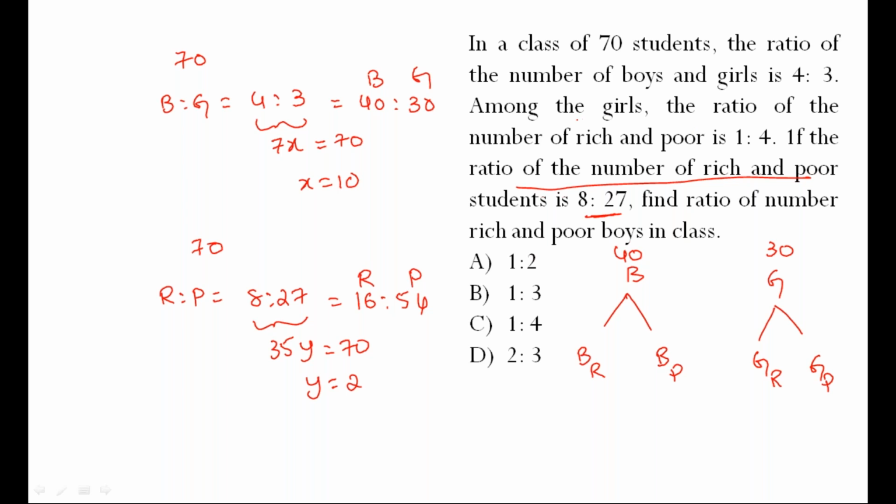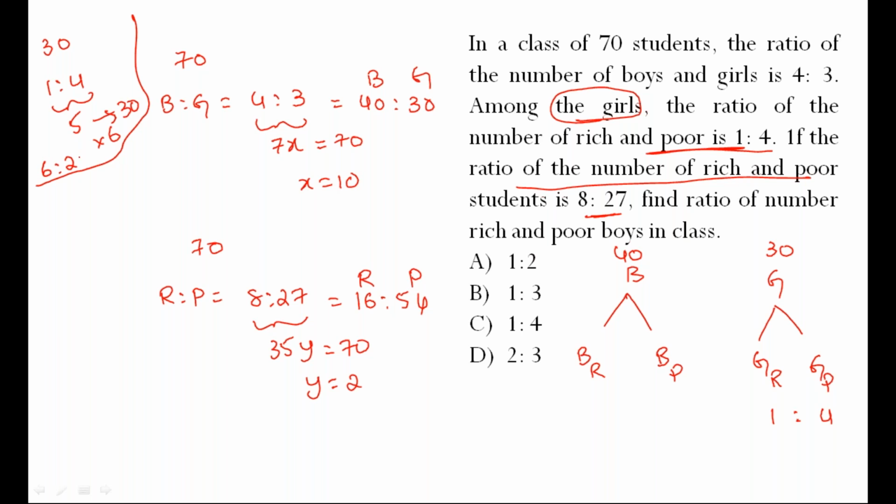Right. Now in the question they have given that among the girls, rich and poor are 1:4. This is totally 5. Okay, so see this 30. If you want to divide 30 in 1:4, this is totally 5. What does 5 become 30? It is into 6. You have to multiply with 6. This becomes 6 and 24. For 1 and 6, 1 into 6 is 6. 4 into 6 is 24.